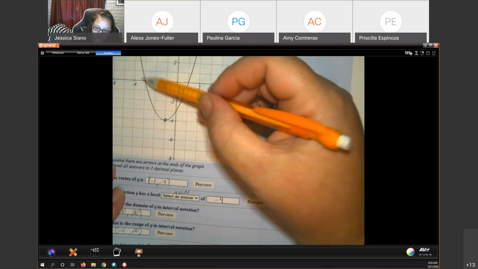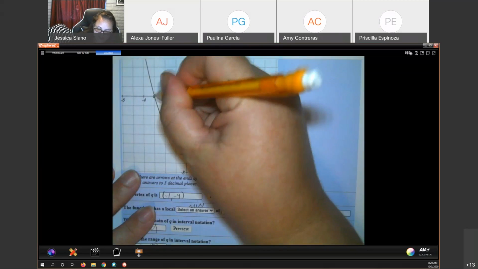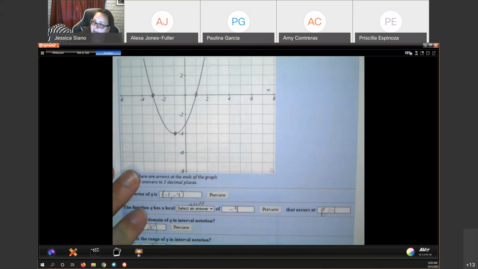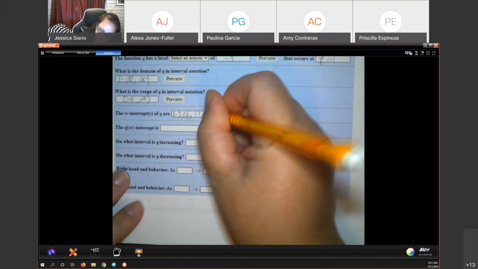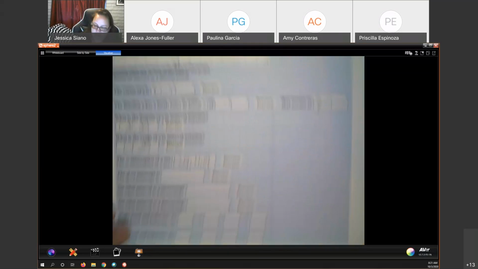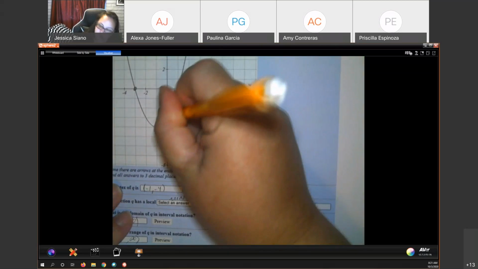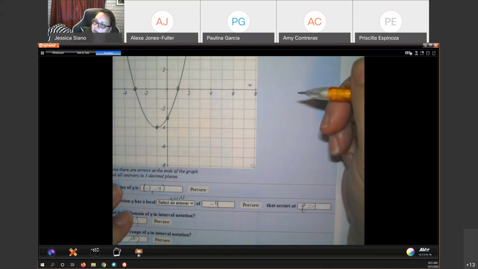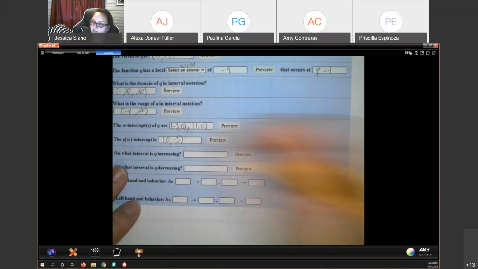The w-intercepts are the places where it crosses the w-axis or the x-axis. And so that would be here and here. So we have w-intercepts at -3 and 1. The q of w-intercept is here at -3. So that would be 0, -3.